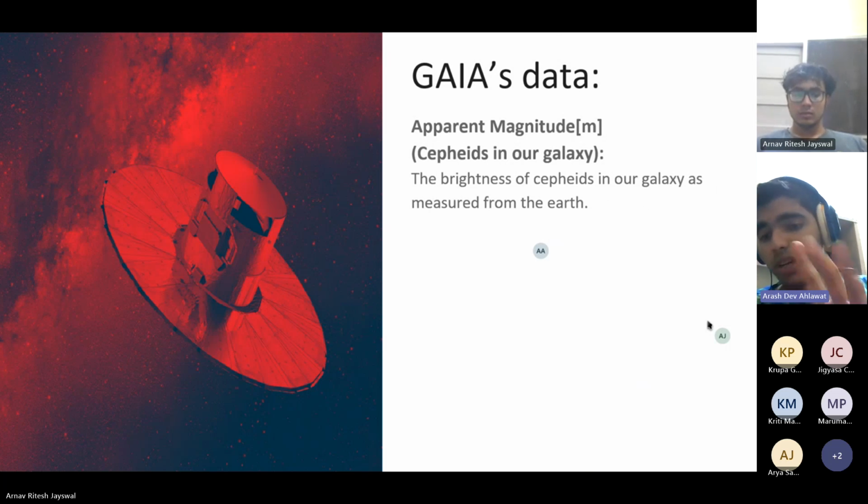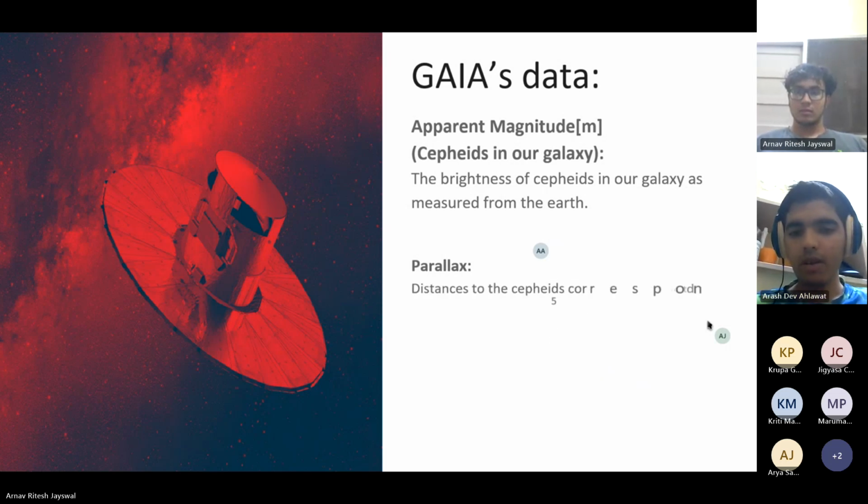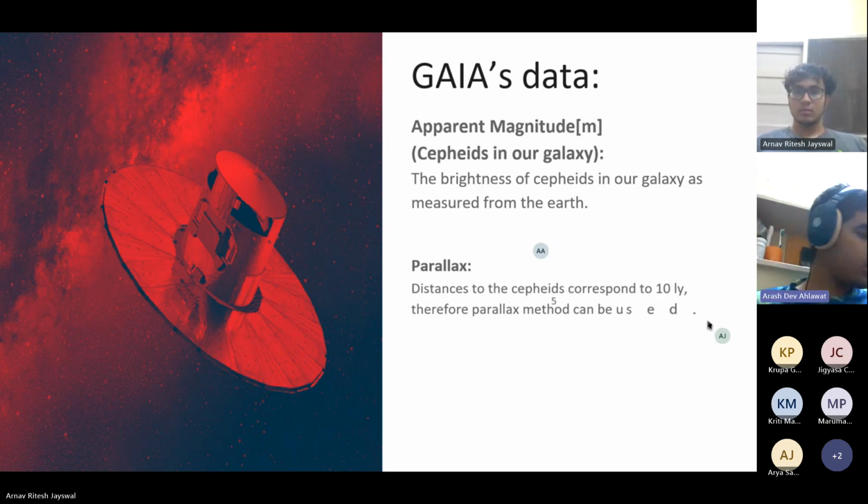Now, the important thing here is that it gives us the apparent magnitude of Cepheids in our galaxy. Now, why is that important? We'll just figure it out. Let's first see the next point. Parallax. So yes, this is the important bit.